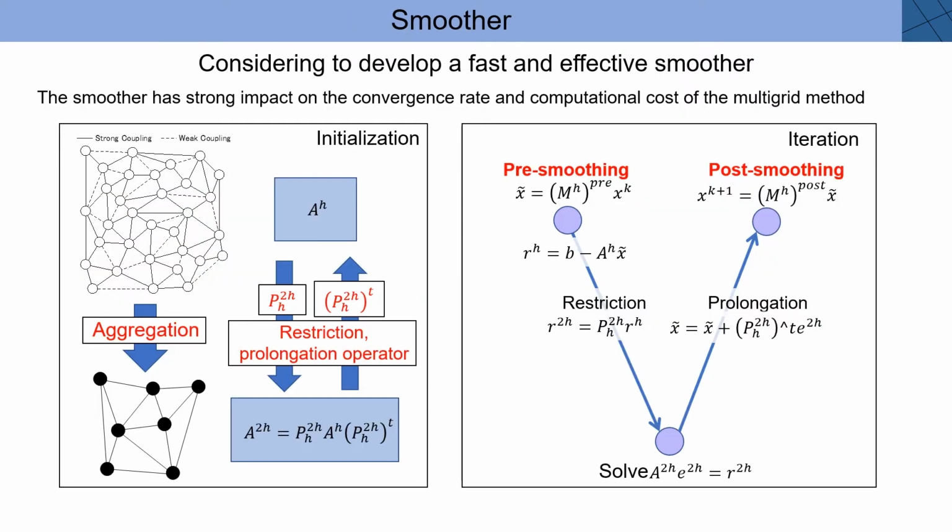The high convergence rate of the multigrid method strongly depends on aggregation, restriction and prolongation operators, and the smoother. Significantly, the smoother decides not only the convergence rate but also the computational cost per iteration. The smoother is executed twice in each iteration. And the choice of the smoother decides the difficulty of parallelization. Basically, a smoother that is challenging to parallelize shows a better convergence rate. In this study, we focus on the smoother.